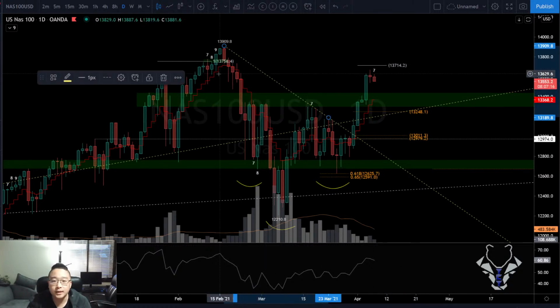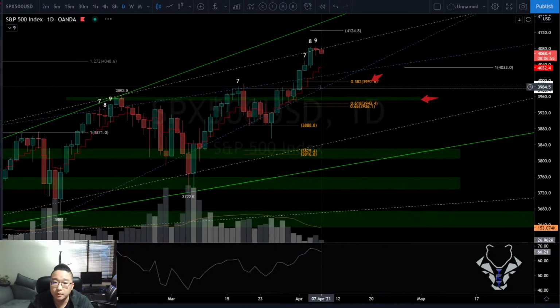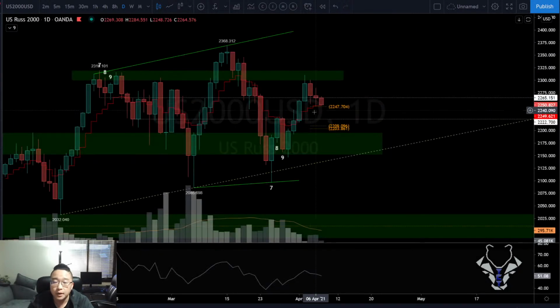All right, first one is going to be NAS. On NAS, we have not had a back test of this previous trend line that was keeping us down before, since the pullback of February 16th. That's going to be a huge pullback. So this is a spinning top candle from yesterday, a reversal candle. Similarly on SPX as well. And then there's Russell. There's nothing too much.